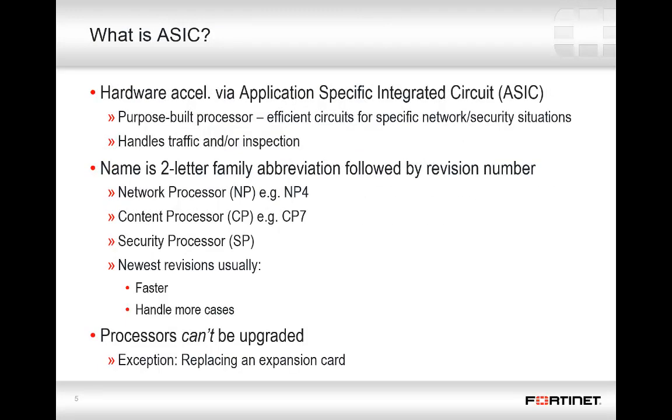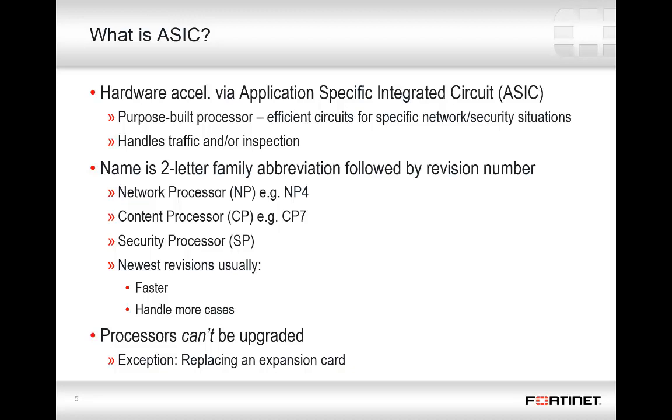How does FortiGate do hardware acceleration? FortiGate has application-specific integrated circuits, also called ASICs. Fortinet devices can have multiple types of ASIC chips, each designed for a specific workload: network processors, content processors, security processors.